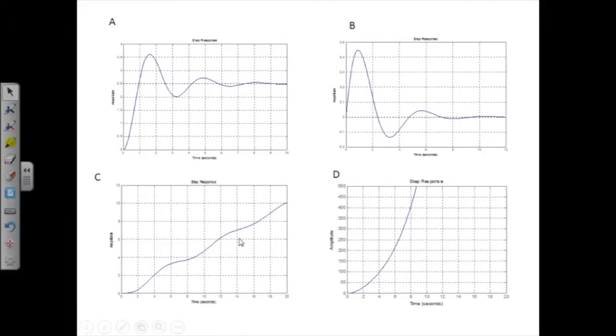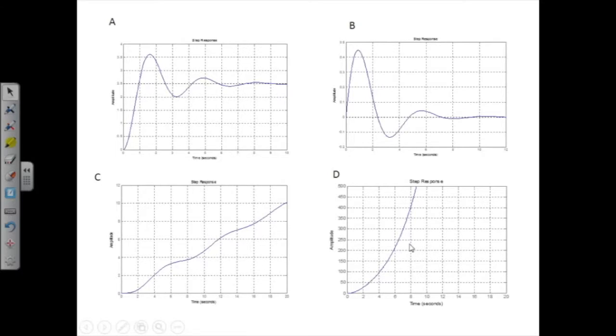The size of the output is increasing with time. It's still a bit oscillatory, you can see the wobble on it, but this is in response to a step input, and the output is increasing as time goes on. That should give you a clue.